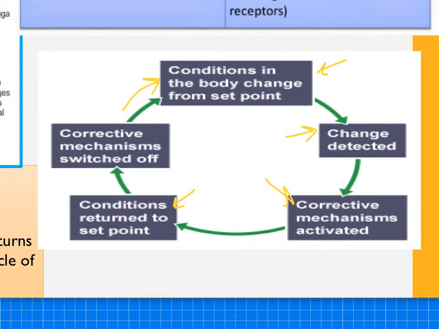It's very dangerous for your body if it doesn't have a negative feedback system, because if there is a condition that changes and it gets worse and worse and worse, and it affects your body more and more and more, then it can eventually lead to organ failure and death.